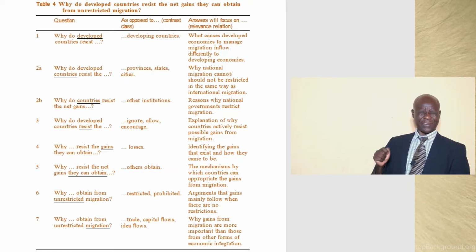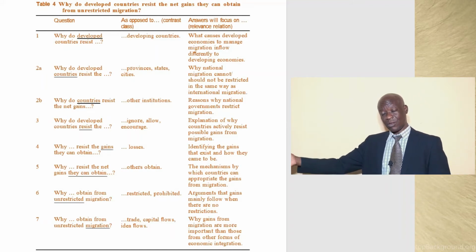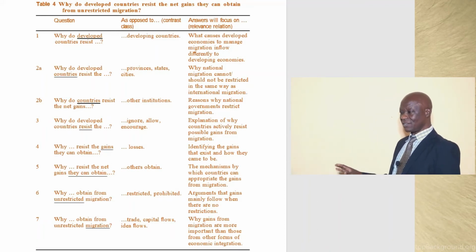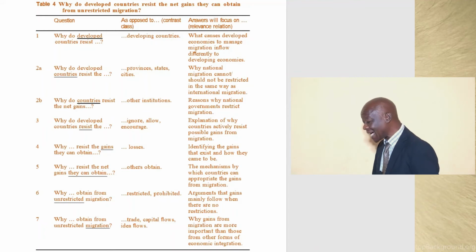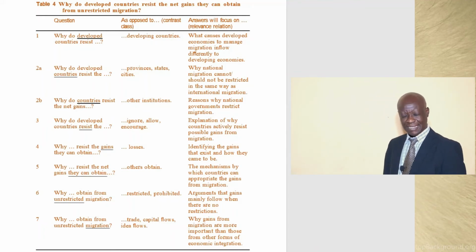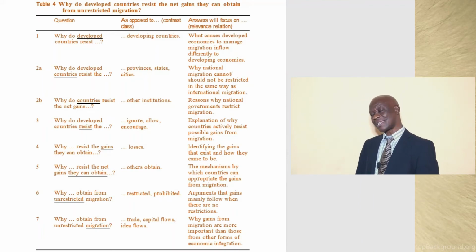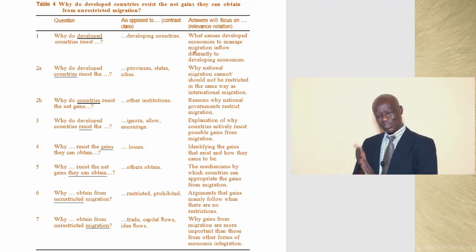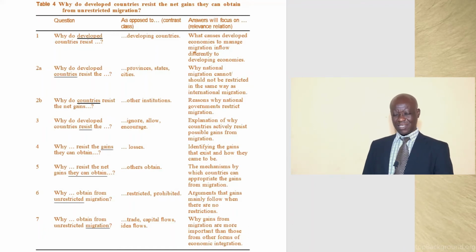And a contrast class for resist will be ignore, will be allow, will be encourage. And therefore, in terms of the relevant questions, you have explanations as to why countries actively resist possible gains. So the question has now changed because you are dealing with resist. Instead of encouraging, because that's the contrast class, they are resisting. Instead of allowing, they are resisting. So the question has now changed. So, of course, we can now change the emphasis again.